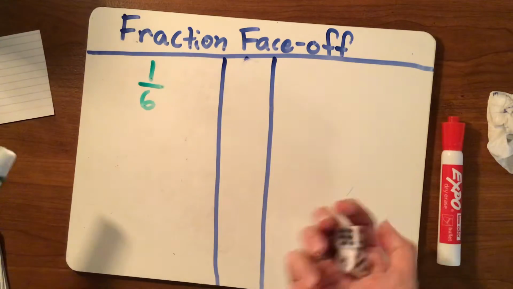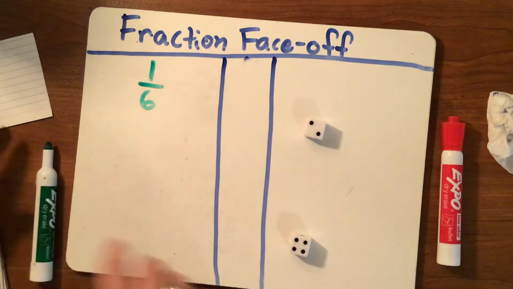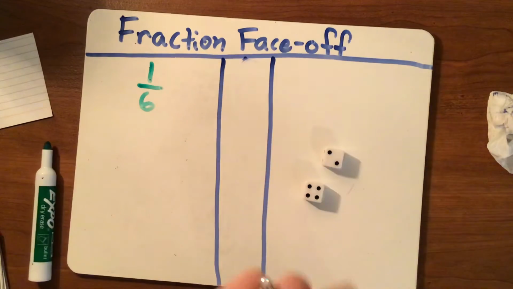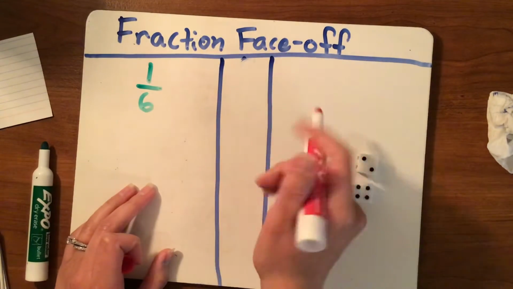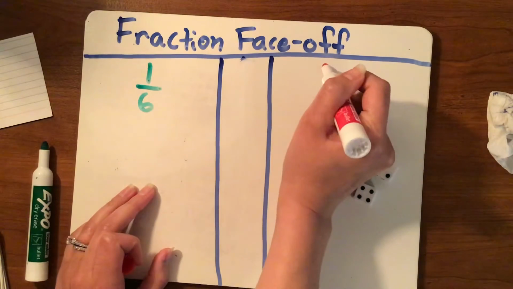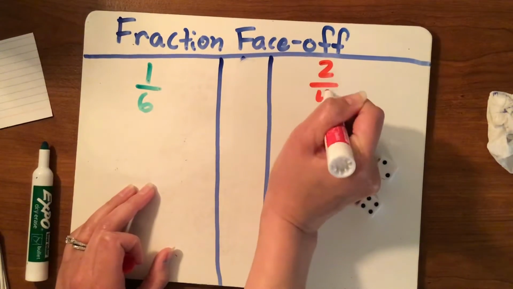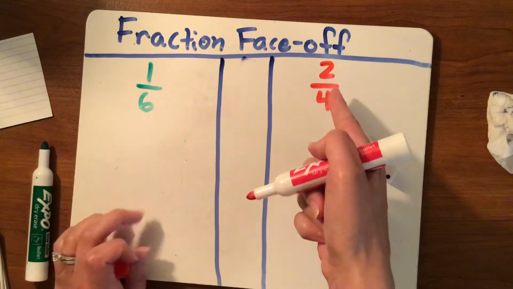Player 2 rolls. We have a 2 and a 4. I can't do 4 over 2. That would be improper. We're not going to do improper fractions right now. So our fraction is 2/4.